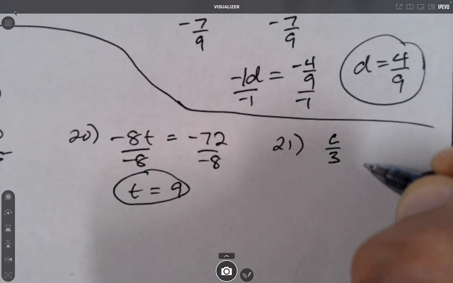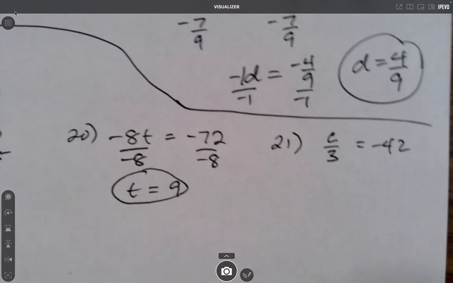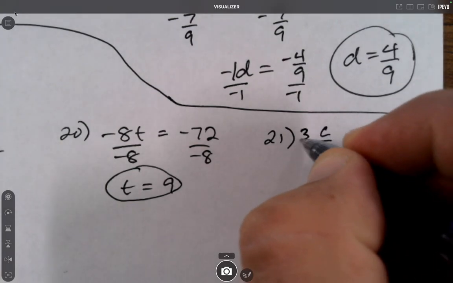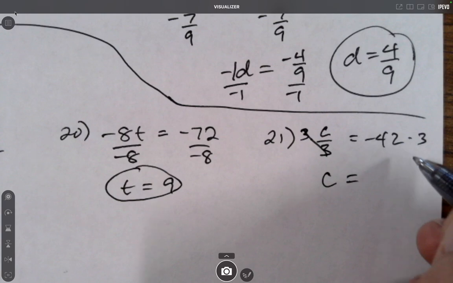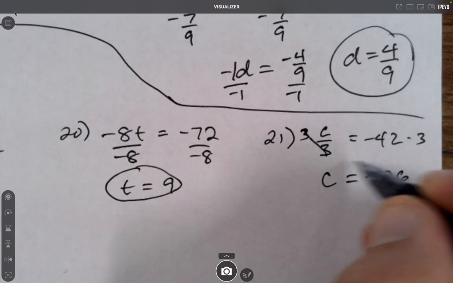We have c over 3 equals negative 42. So they are dividing the variable by 3, so we do the opposite and multiply the variable by 3. Negative 42 times 3 is negative 126.